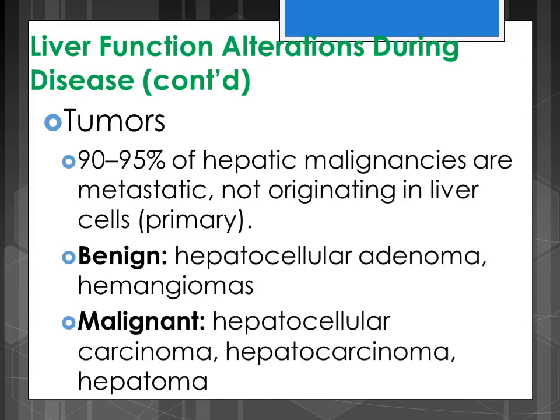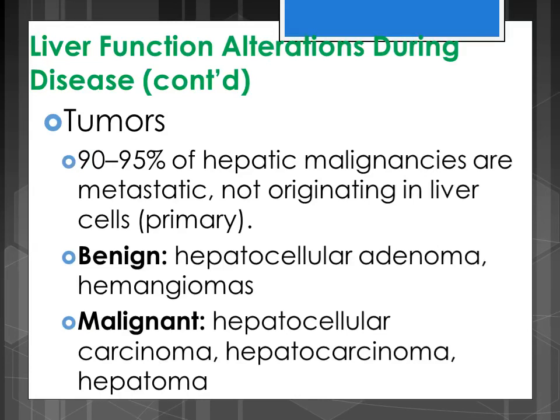So, cancers, what do you call this one? Cancers of the liver, metastatic cancer. Most of them come from organs like the colon, the lung, or the breast. So the colon, lung, and breast cancers can metastasize to cause a tumor in the liver.